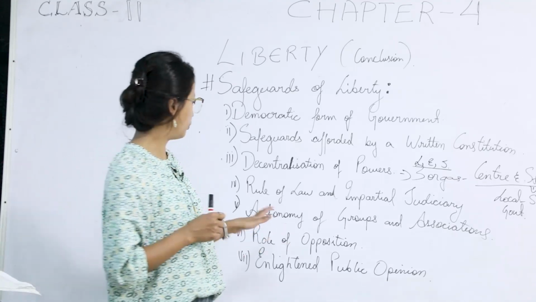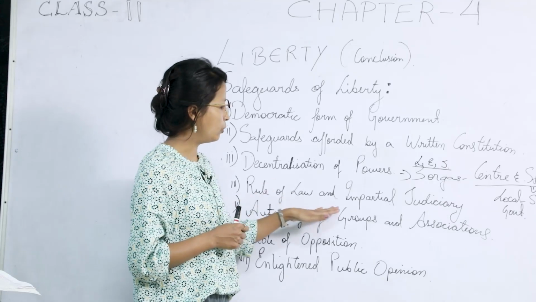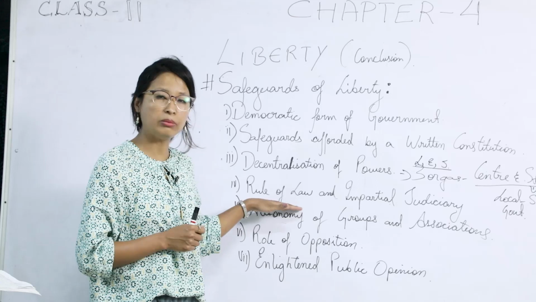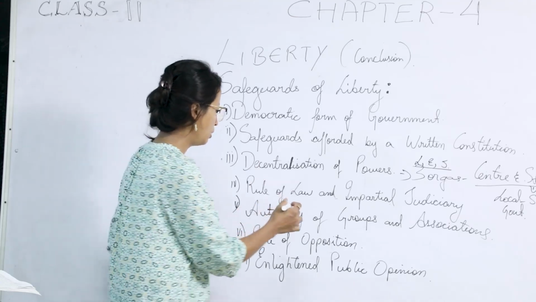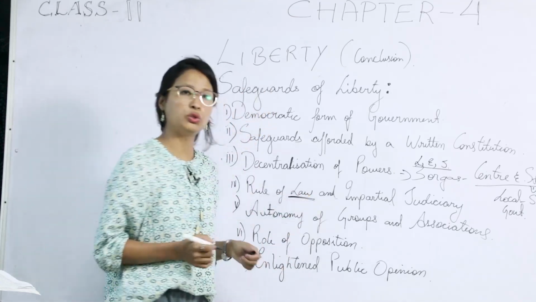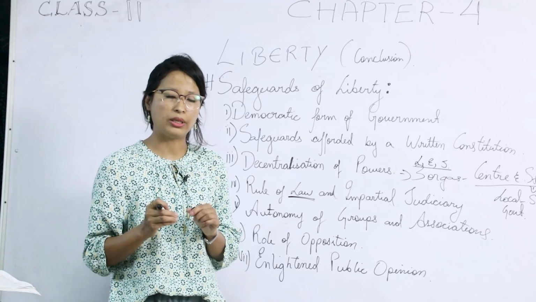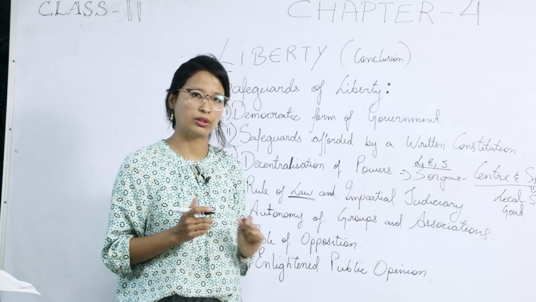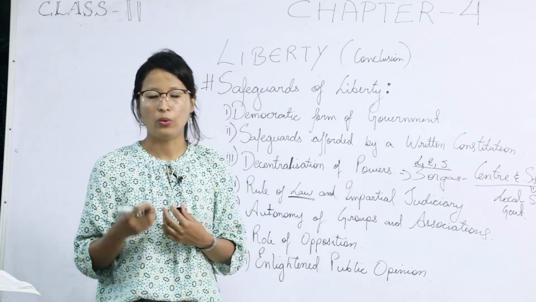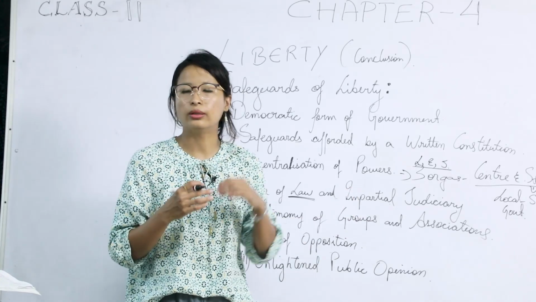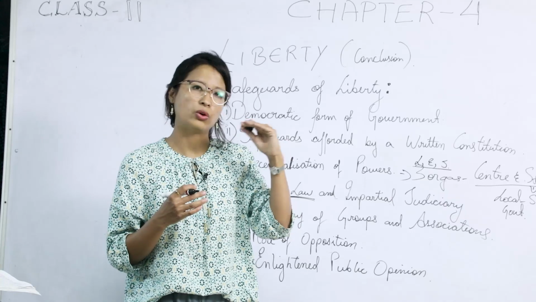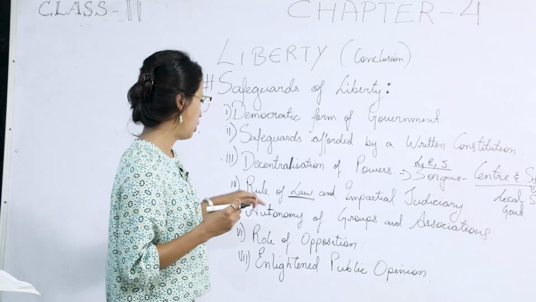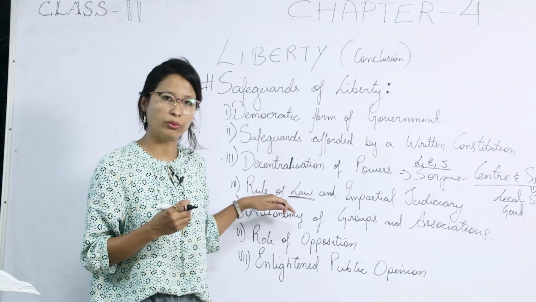Now, point number 4 is talking about rule of law and impartial judiciary. When it talks about rule of law, it means that the state has to govern according to the law given under the Constitution. No one is above the law. Whether you are rich or poor, whether you are at the helm of power or not in the functioning of the government, everyone is equal before the law.